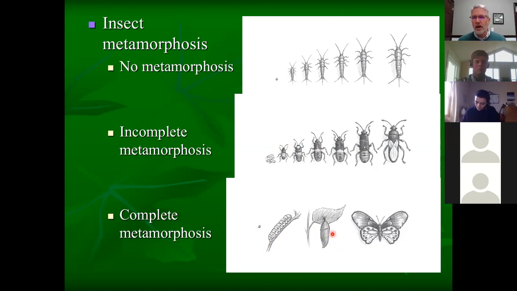It's like gutting a whole house. And all of the tissues are essentially destroyed and remade into a completely different body plan, from a larva to an adult. And the adult really has no resemblance to the larva, or the pupa for that matter.